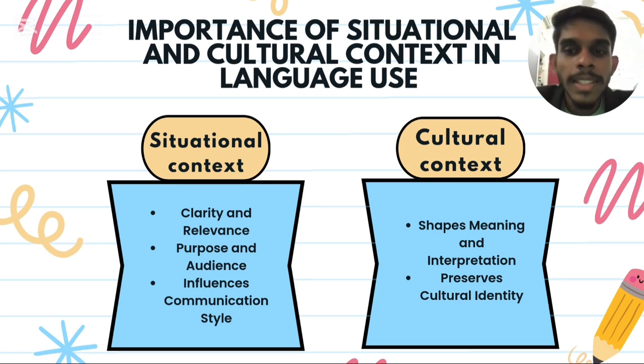So the second is preserves cultural identity. Language is closely tied to cultural identity. Cultural context ensures that language use reflects the values and traditions of a community, helping to preserve and transmit cultural knowledge. For example, the celebration of festivals like Hari Raya, Chinese New Year, or Deepavali in Malaysian schools involves teaching students culturally relevant greetings, expressions, and traditions.